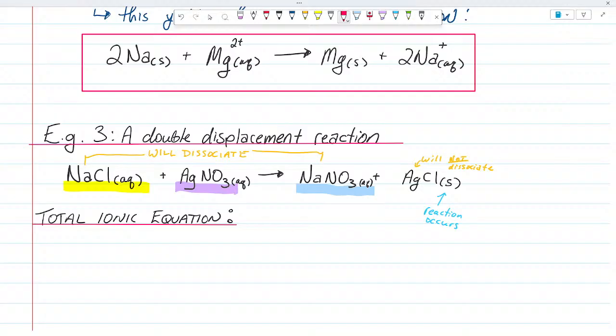Yeah, but we're not. You're right, but we're not going to do that yet. So first, I want the total ionic equation. So don't cancel anything. Just write all the ions. So take a minute and do that. If you think you got it, come write it up here.